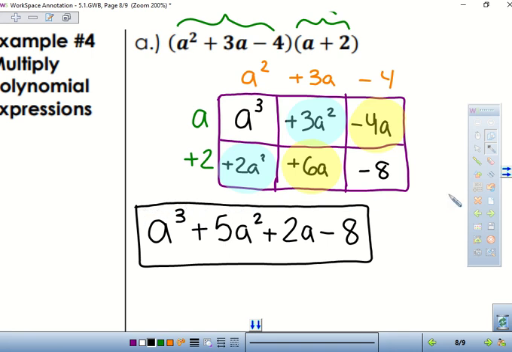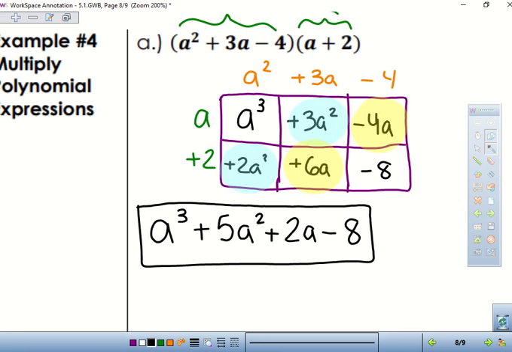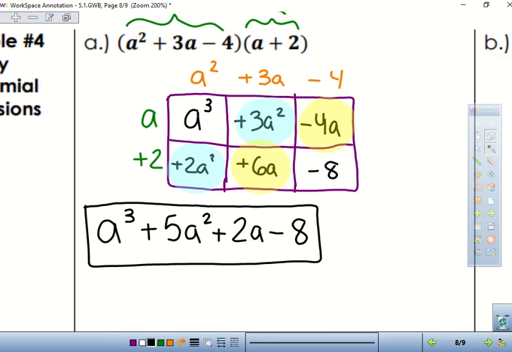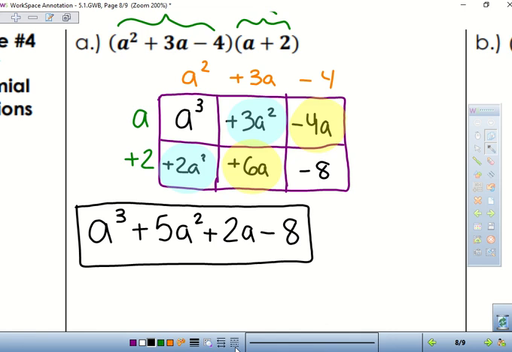Yes, good question. So on the next one, I'll actually do FOIL so you can see it both ways. So does anybody have any questions about how to use the box method? No. Okay. So this other one, say you didn't want to use the box method, here's the other way you could go about doing it.